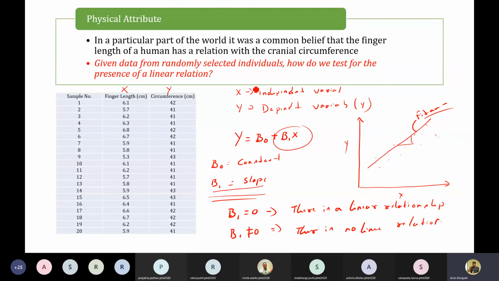Now, how do I form the hypothesis for this? I need to plot this, find out the slope, and fit a linear equation. These are random data, they will not always lie on a straight line. You will not get an exact straight line, so the curve wouldn't be a straight line, but you need to fit a straight line and then find the equation of the straight line. If the slope is equal to 0, then I say that there is a linear relationship. If the slope is not equal to 0, then I say that there is no linear relationship.